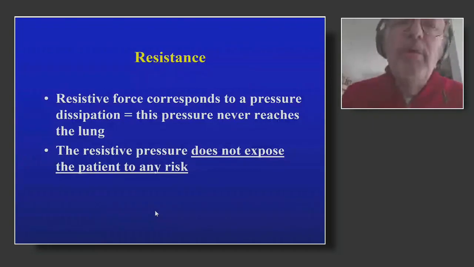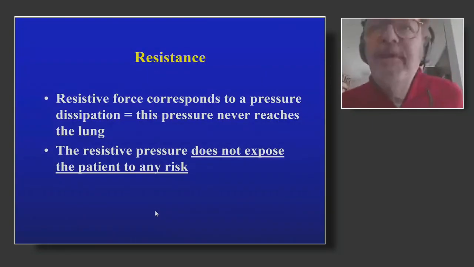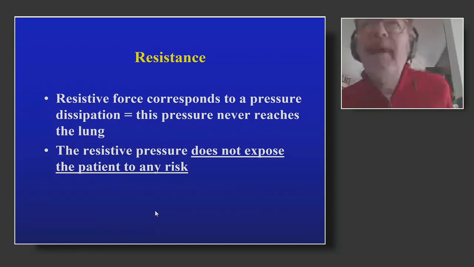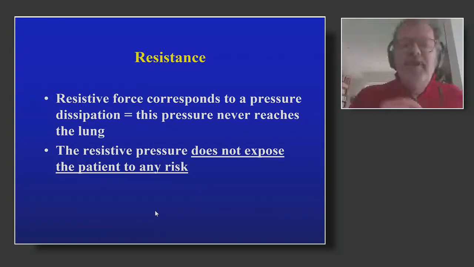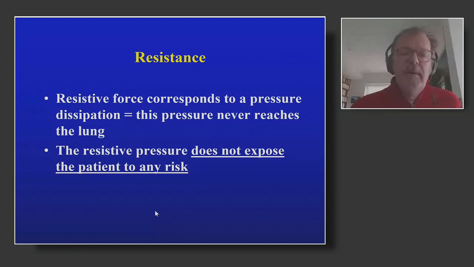Now I'm going to go through a little bit more detail about resistance and compliance, because it is very important to understand what it means for the patient. So as I said, the resistive force corresponds to a pressure dissipation. In other terms, this resistive pressure, you may remember the difference between the peak and the plateau, is a pressure which never goes into the lung. So the resistive pressure does not expose the patient to any risk in itself.